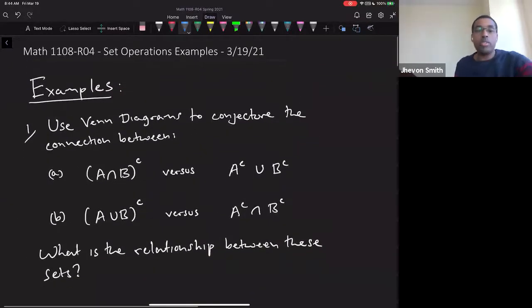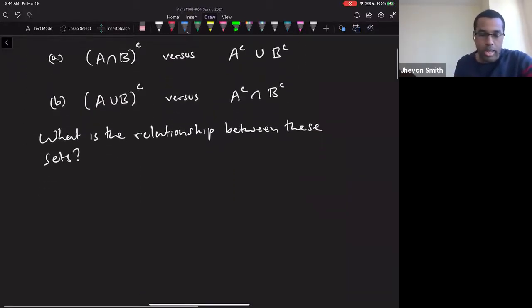Okay, so use Venn diagrams to conjecture the connection between these two sets. As I mentioned, pictures are not proofs. You can't really prove anything with a picture, but you can kind of illustrate something, get an idea of what the truth might be from the picture, and hopefully that's going to be useful here. So let's look at A.